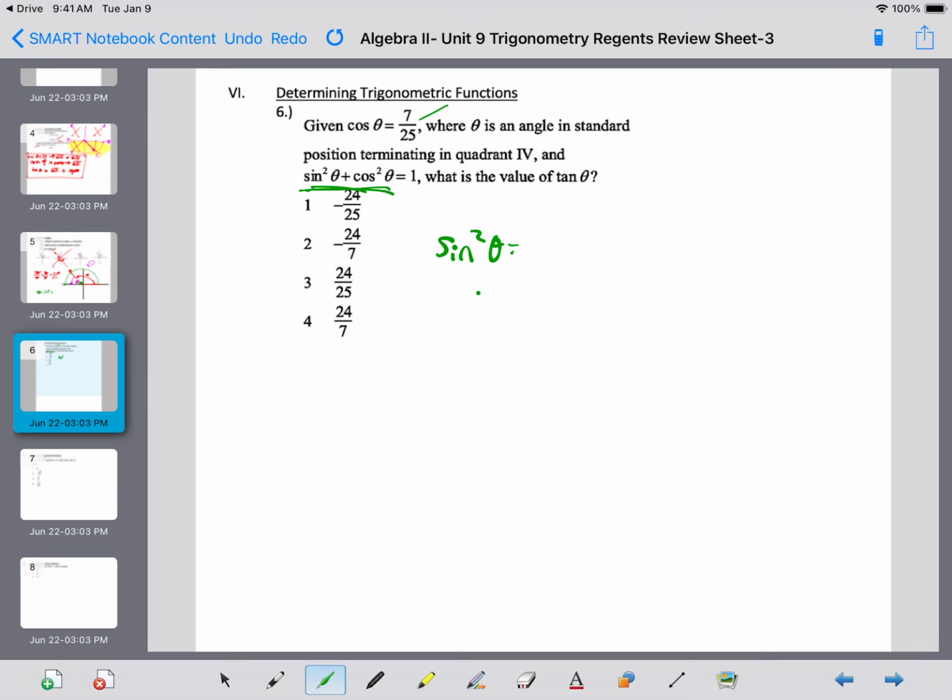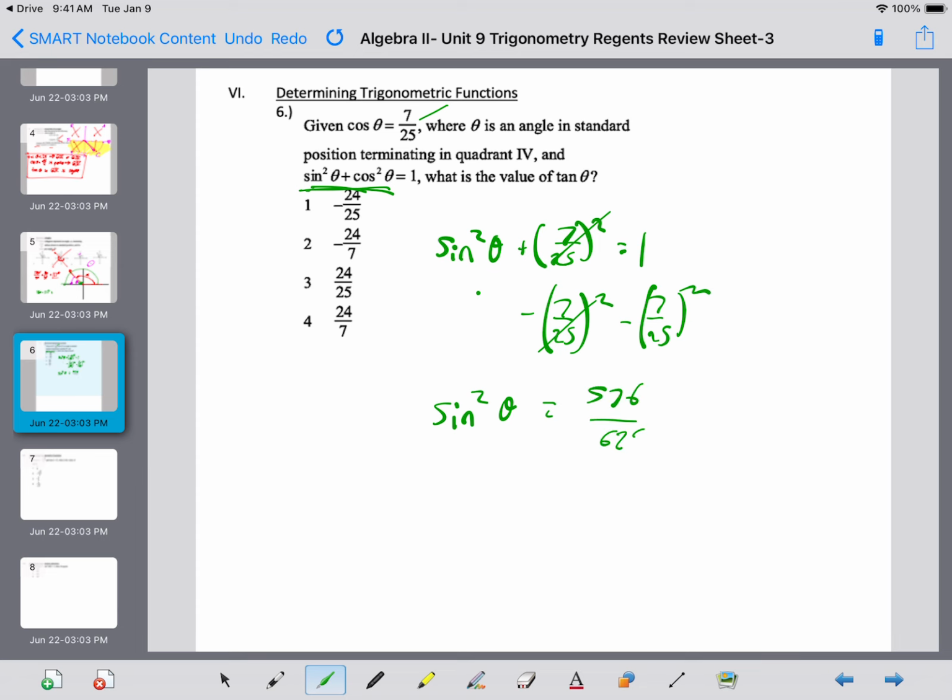Sine squared theta equals cosine squared. Cosine is 7 over 25. So we're going to subtract that on both sides. So sine squared theta equals 1 minus 7 over 25 squared. You get 576 over 625. Take the square root of both sides. So sine of theta equals 24 over 25.